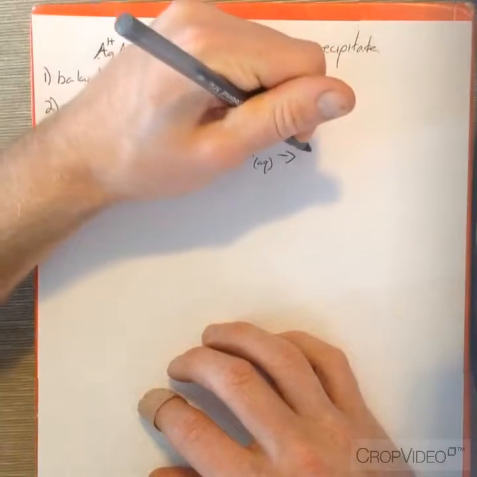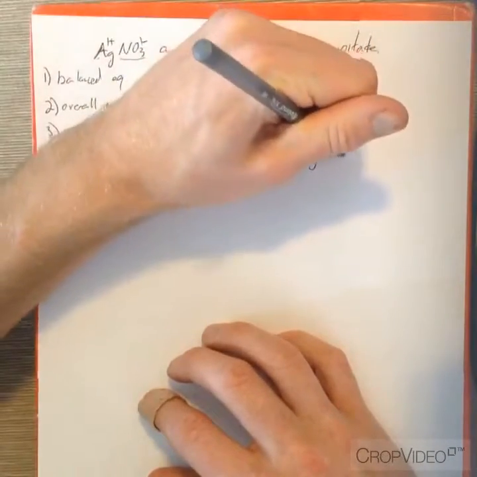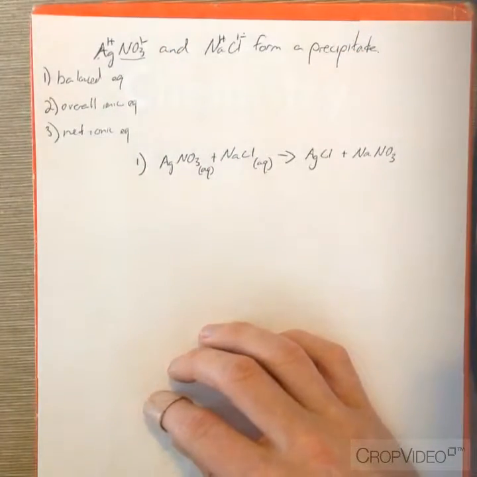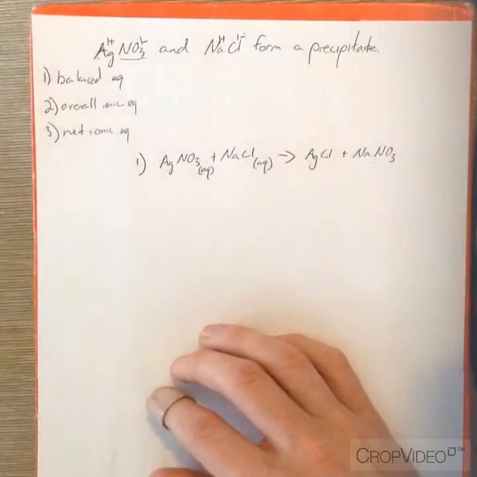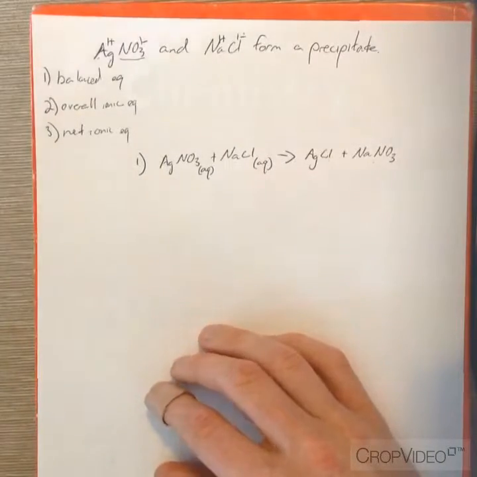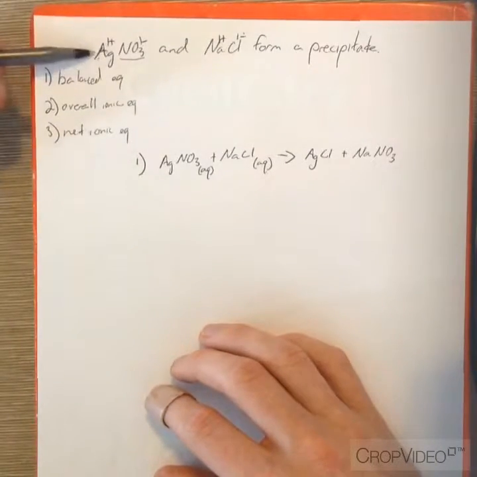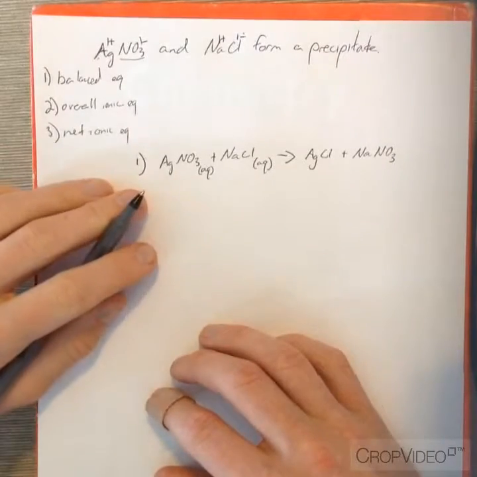So we have AgCl and NaNO3. Now I got to talk about the state of these as well. I'm not making any guesses just yet until I talk about the overall ionic equation and the net ionic equation as far as what the solid was that formed in this precipitate. It's going to be one of these two, but let's get to step 2.